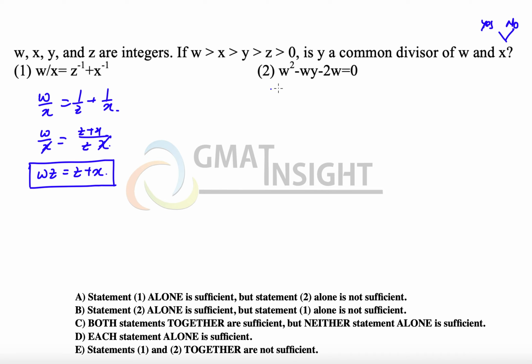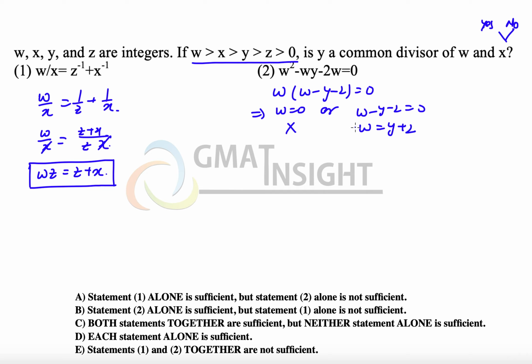The second statement, now when I simplify, I take w common: w(w minus y minus 2) is equal to 0, which gives me two possibilities, that either w equal to 0 or w minus y minus 2 equal to 0. But w equal to 0 is not possible because we know that w is greater than 0, which means w has to be y plus 2. Now, this is w equal to y plus 2, so there is some relationship between w and y.